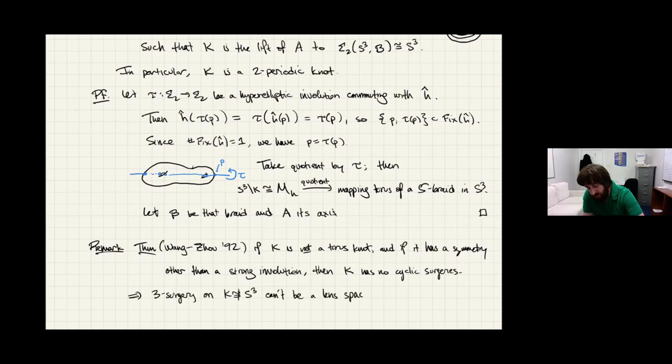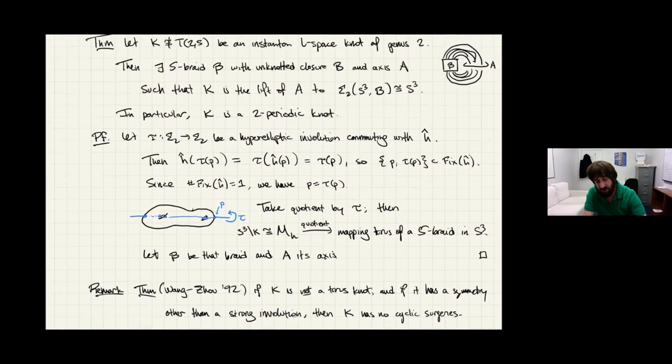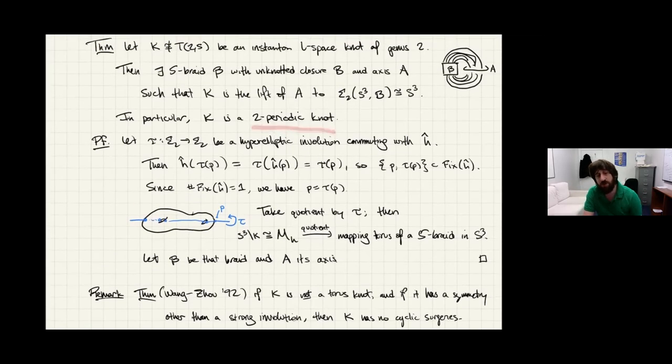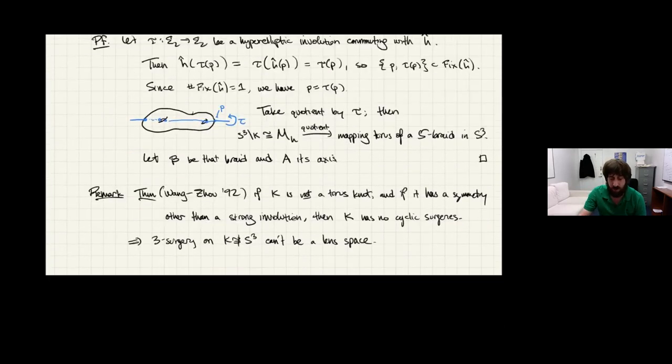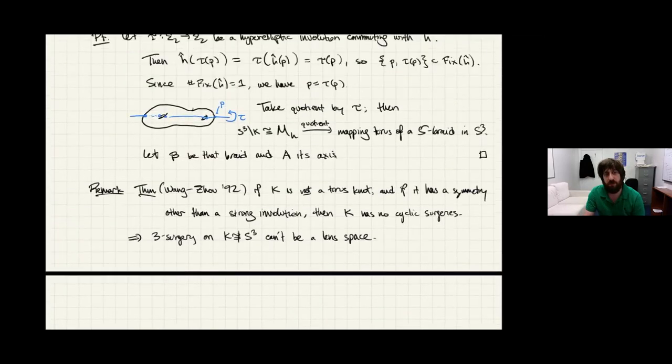Okay, this was a corollary I promised at the beginning, and I'm saying it already falls out from this characterization of genus 2 L space knots, because if 3 surgery were a lens space, it would be an L space. It would have to be an L space knot of genus 2, and now we have this characterization that all of these knots are 2 periodic, and the 2 periodicity means that you have exactly one of these symmetries other than a strong involution, so the fundamental group can't be cyclic. All right. Are there any questions about this result?